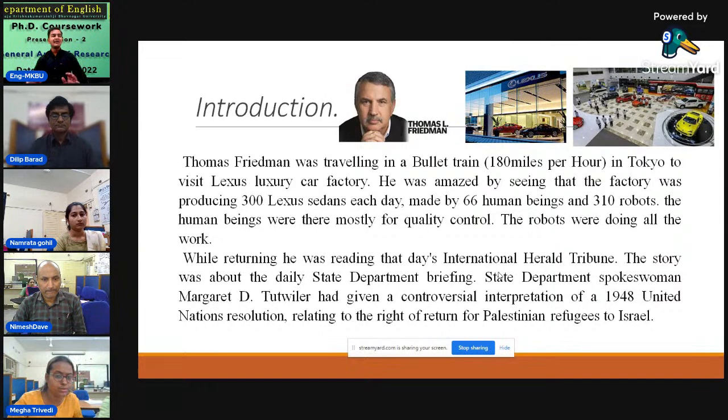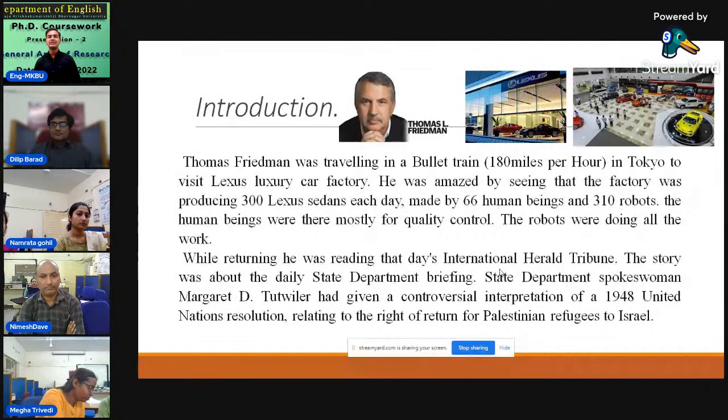He is a journalist, and as a journalist, he is visiting different parts of the world. He was on a tour in Japan, and he was surprised to see that the Japanese have developed a bullet train that runs at 180 miles per hour. And after that, he visits the Lexus car factory. Now you might know that Lexus is one of the luxurious cars in the world. And at the factory he visited, the cars were made mostly by robots. Humans were there, but mostly for quality control and not doing the work. It means robots were doing all the work. This kind of digitalization was there in Japan.